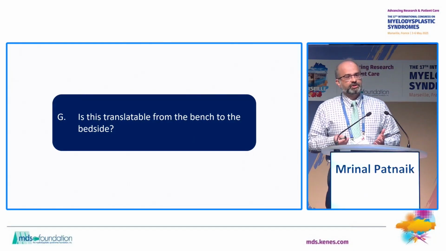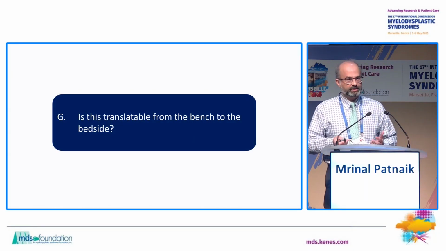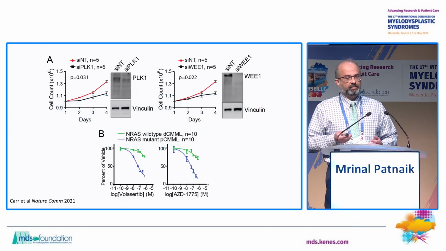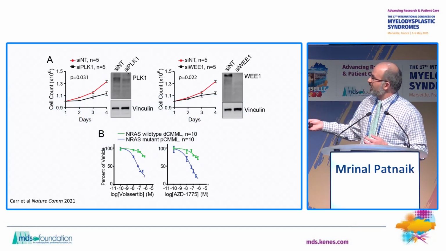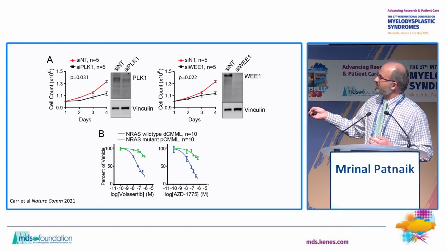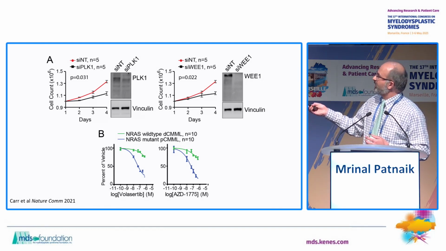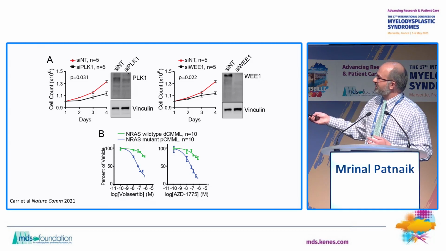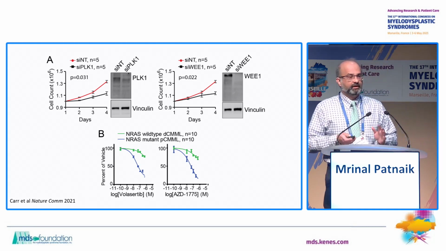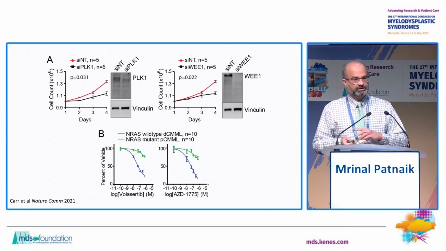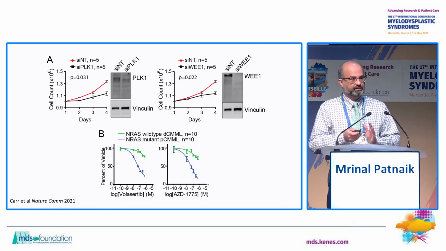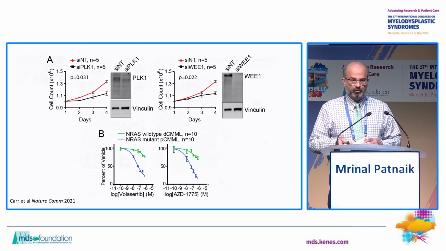So then we asked the question, can this be translated from the bench to the bedside? When we inhibit PLK1, we saw a decrease in colony growth. But here's the in vitro work. These are 10 NRAS mutant proliferative CMML and 10 NRAS wild-type dysplastic CMML, showing a clear advantage of using PLK1 inhibition. This was with a drug called volasertib, with IC50s in the median range of 25 to 30 nanomolar.